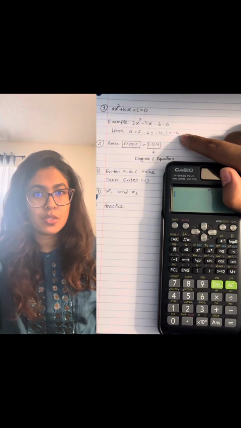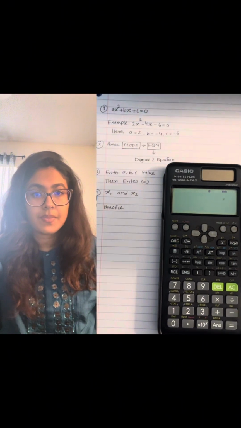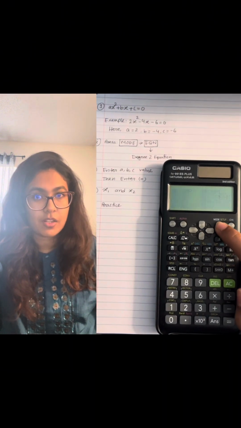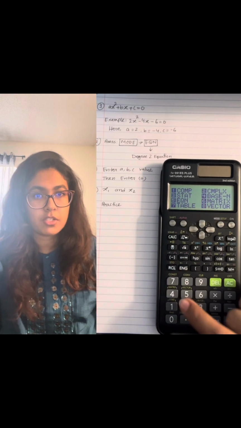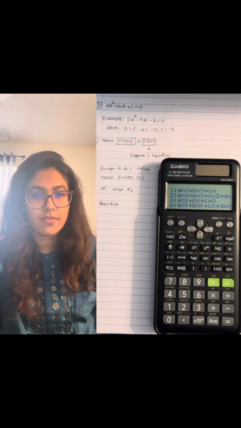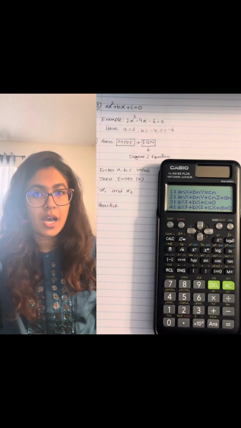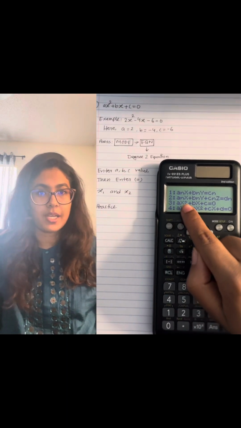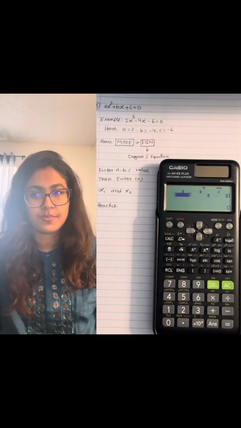Then step 2 will be to access the equation solving mode. Take your scientific calculator, and then you will find a mode button. Press the mode button and select option 5, that is equation. Then choose option 3, that is polynomial, and select the degree 2 quadratic equation.